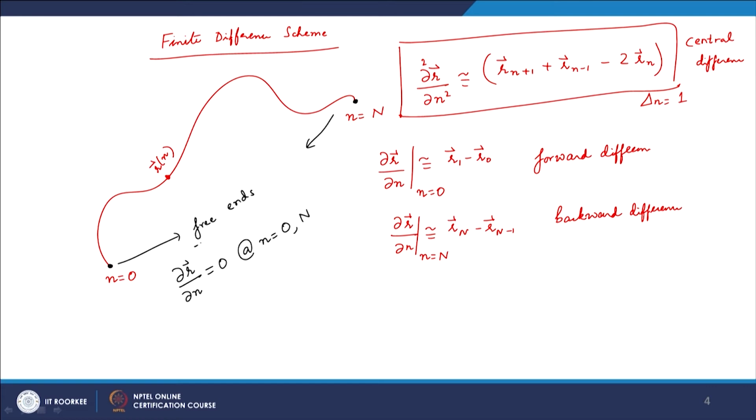That is because the ends are free, there is no polymer chain. If I go further from n equal to 0, nothing there at n equal to minus 1, similarly nothing there for n equal to N plus 1. So, there the gradient has to vanish. Okay. So, now I have the full statement of the Rouse model.